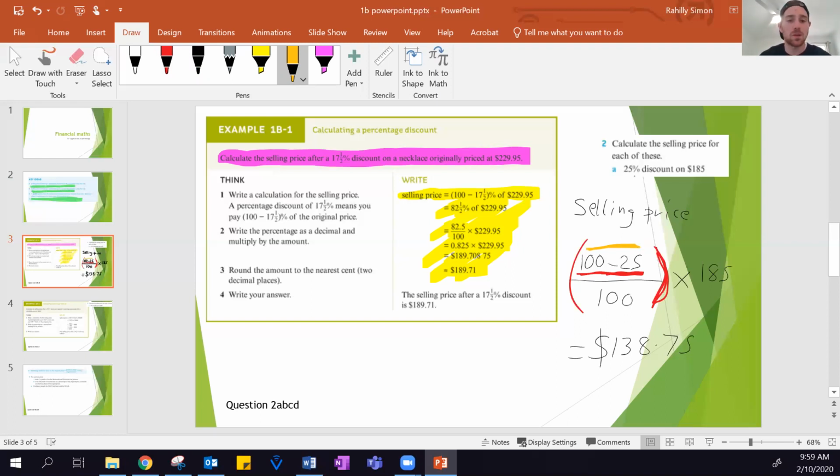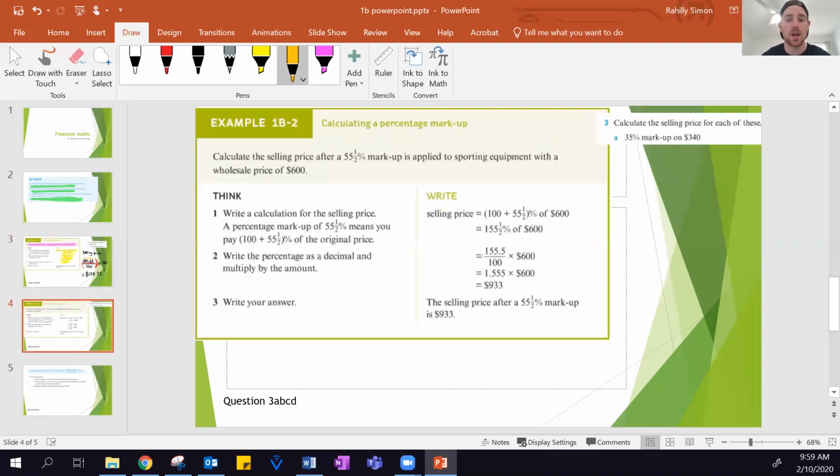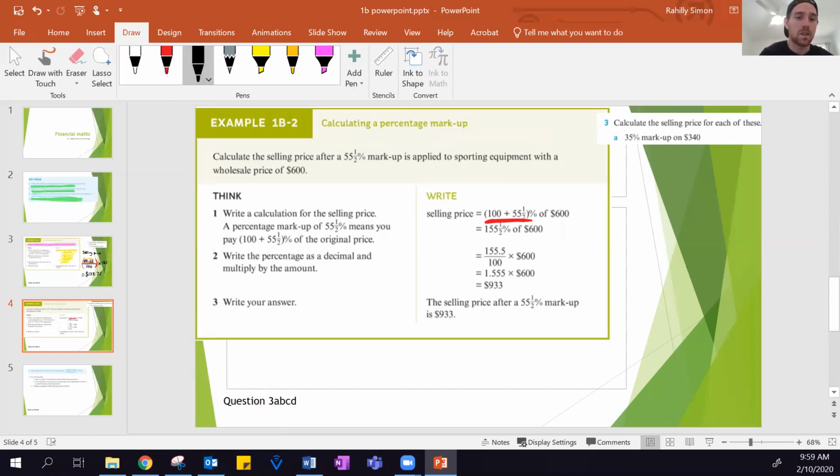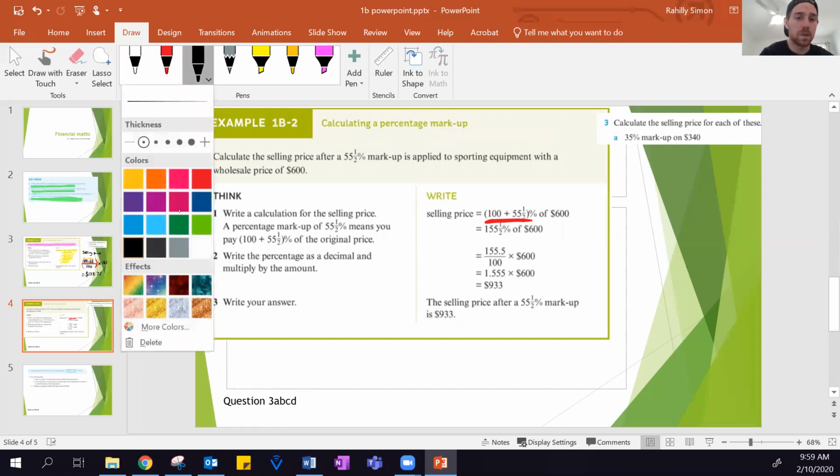The next slide is where we're looking at calculating after a markup. Okay, so the same thing. I'm just going to go straight into my example because it's a little bit quicker. You can have a read through this. It's the same thing, but this time, instead of taking away because it's a discount, we're actually going to mark up. So it's going to be more expensive. All right, so in that case, our equation is going to look like this.